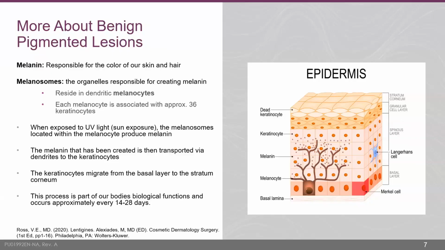So let's look a little bit more at the whole subject of pigmented lesions. There's a number of things we need to think about here. First of all is melanin, which is, as I mentioned before, responsible for the color of our skin and our hair. Then we have melanosomes, and these are what are called organelles, and they're responsible for actually creating the melanin. And the melanosomes sit within the melanocytes.